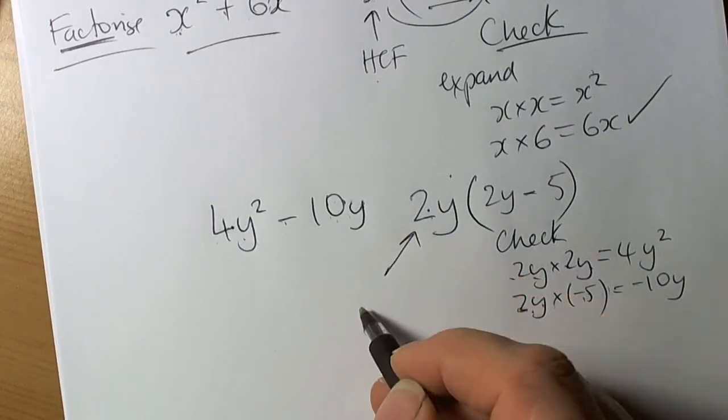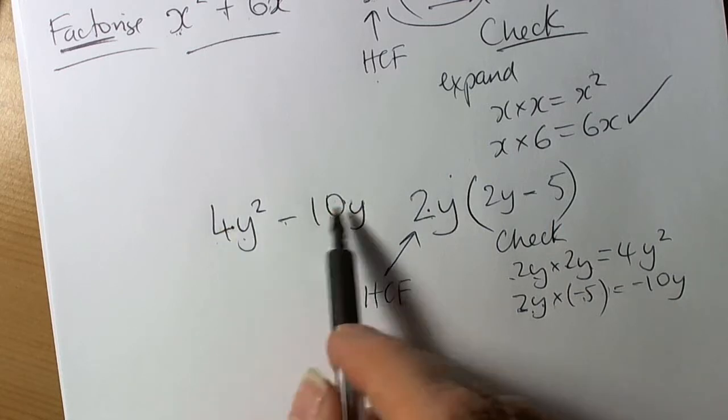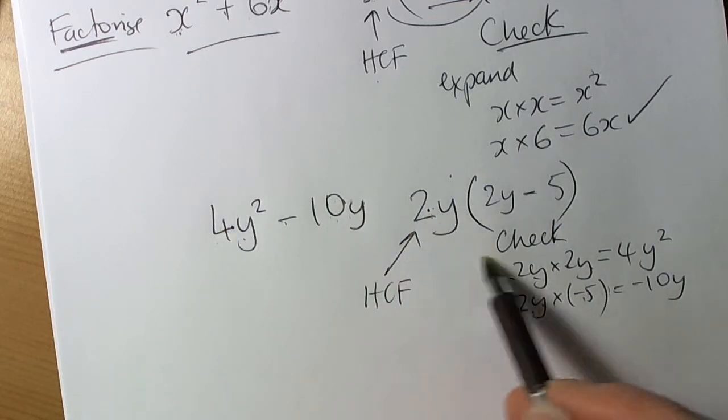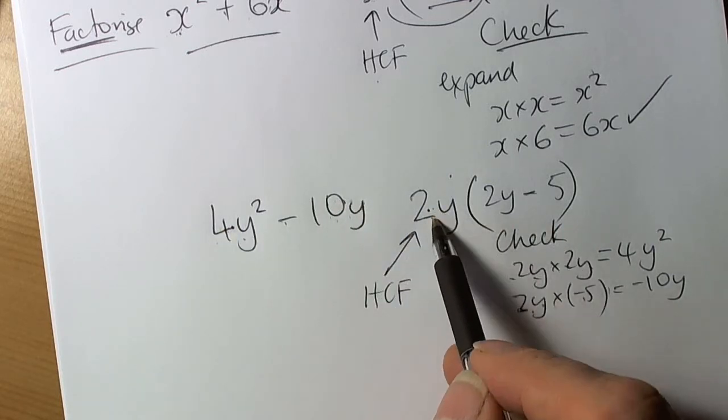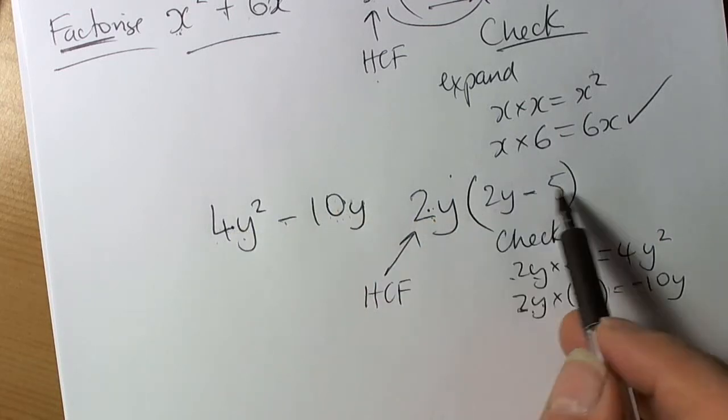So notice all the time with this factorising that we're looking for the highest common factor that goes into all the terms, and once we've found it, we basically say to ourselves, what does that multiply by to give us each of the original terms? And that's what goes in the bracket.